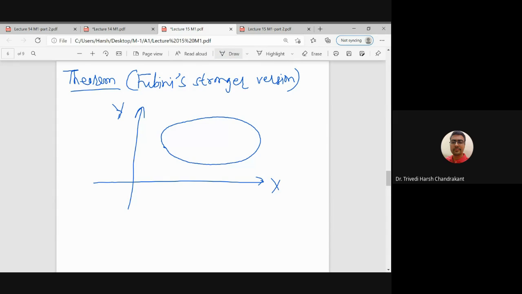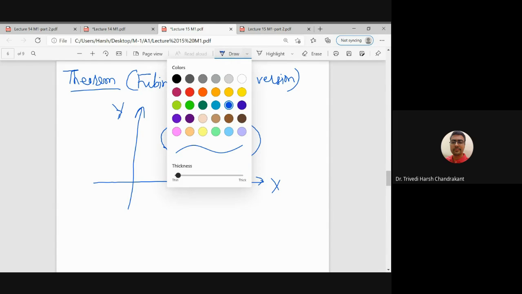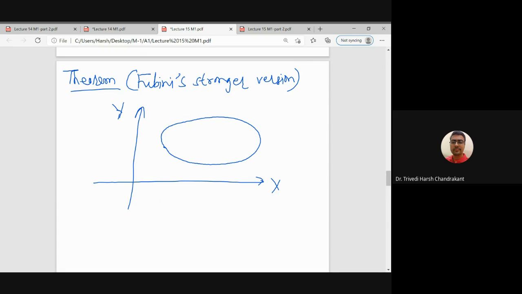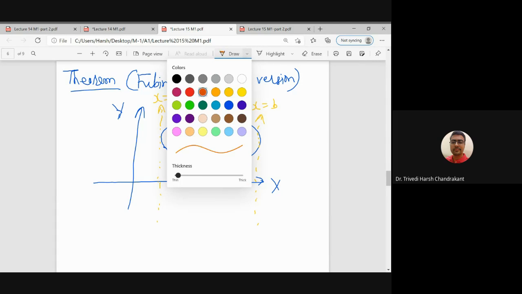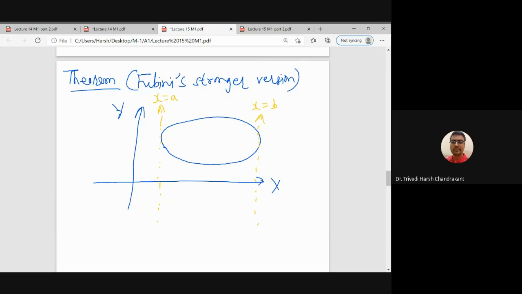Whenever a region is given, and it is a kind of smooth curve, smooth here means basically there are not many angles, such a curve we can always divide into two parts. For example, I restrict this between two different values of x. So this is the line x = a, and this is the line x = b. Then along the y-axis, we can divide this curve into two parts using these two lines.